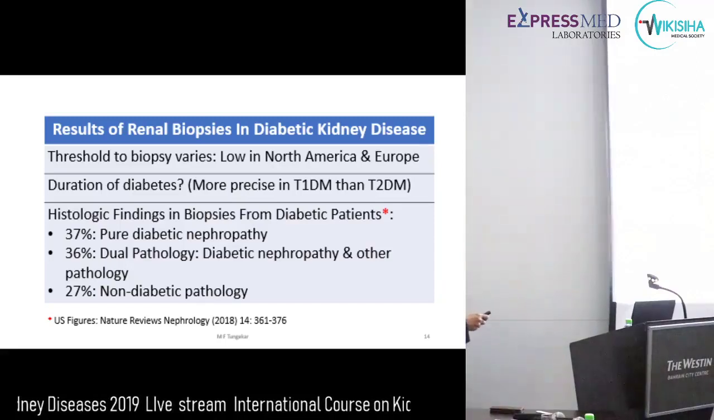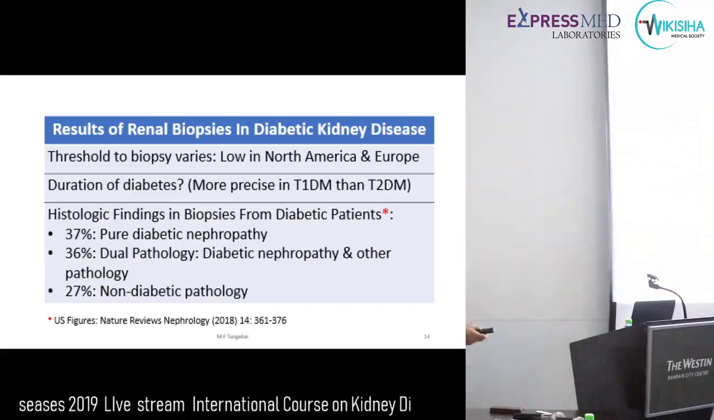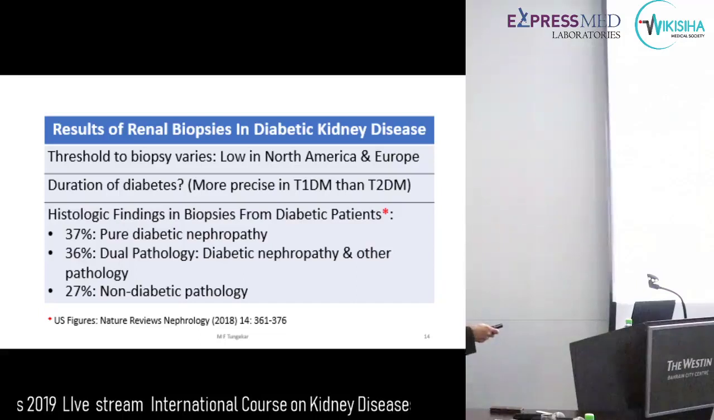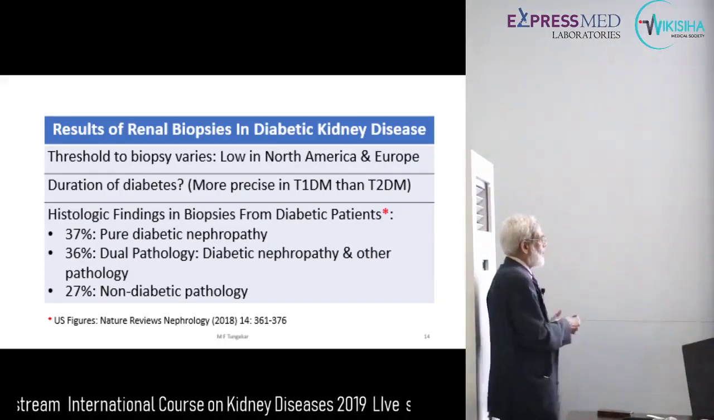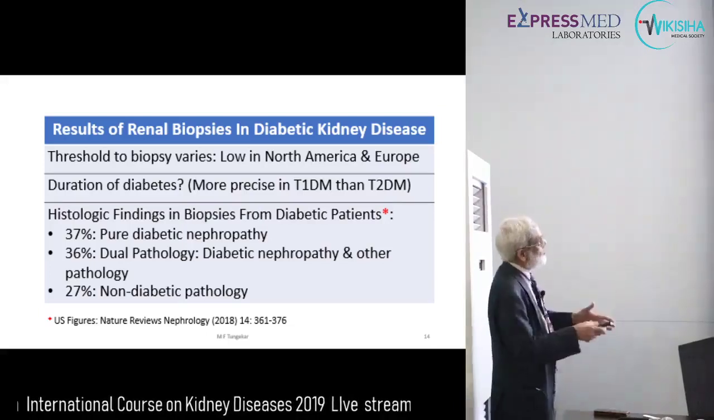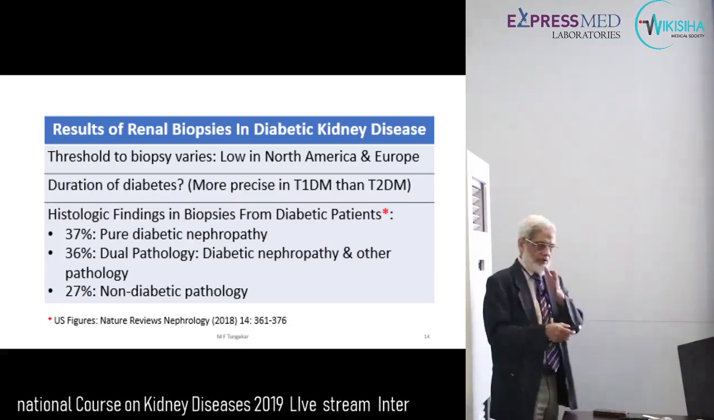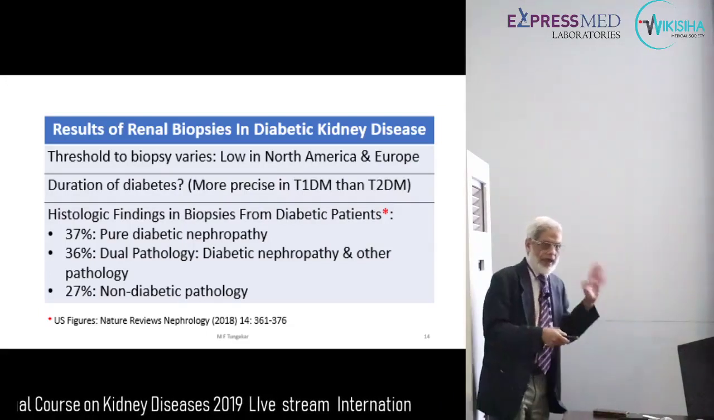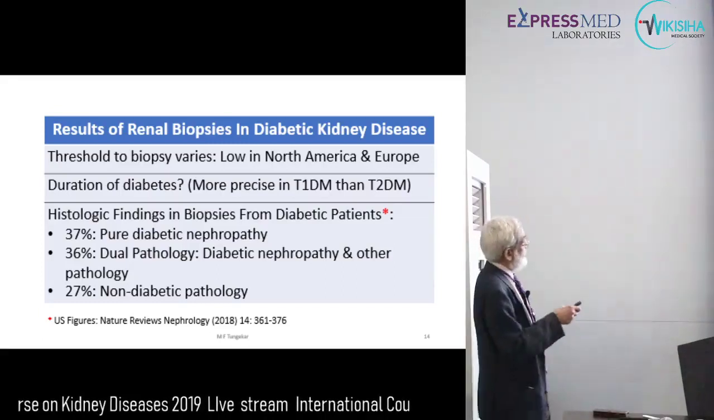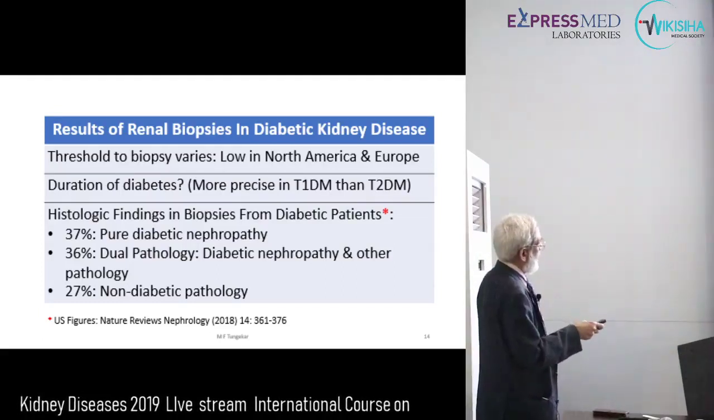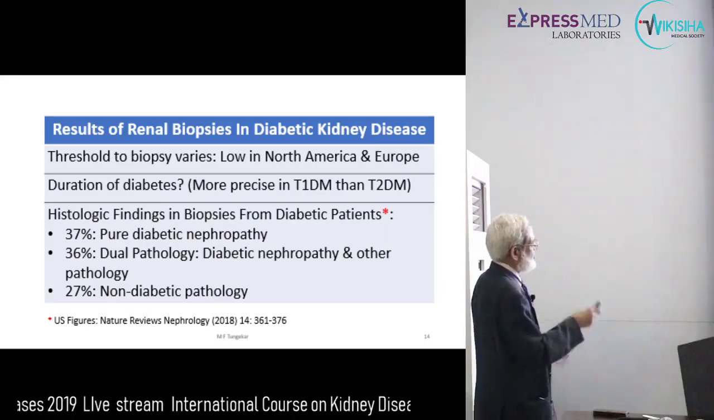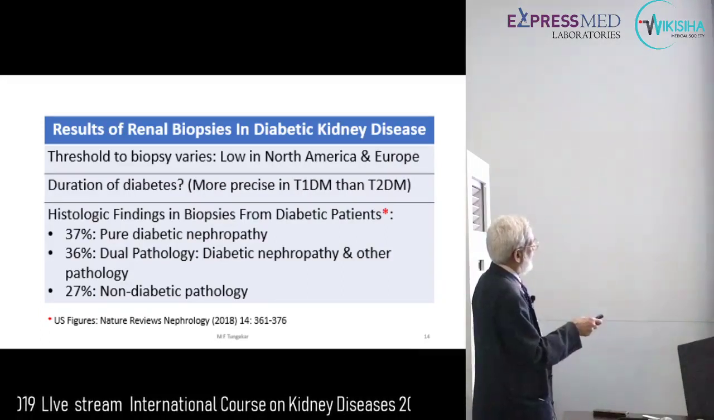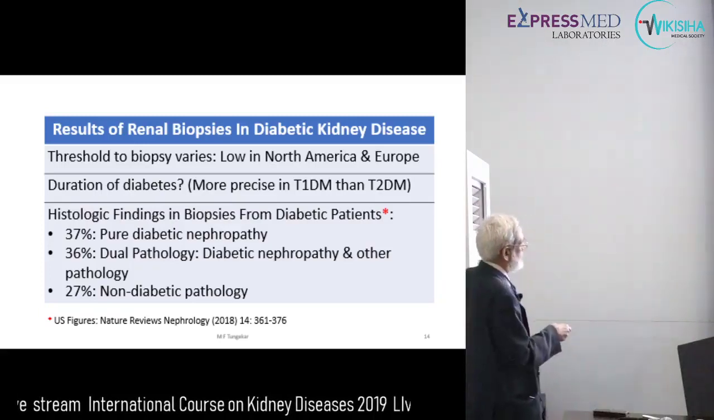Secondly, the duration of diabetes. This is more precise in type 1 diabetes than type 2 diabetes. So it's difficult to say when diabetic nephropathy appears in the course of diabetes. Difficult to say accurately because of these two reasons: the threshold of biopsy, and also some people may wait for a longer time. So it's a selective population, and also the duration we are not sure.